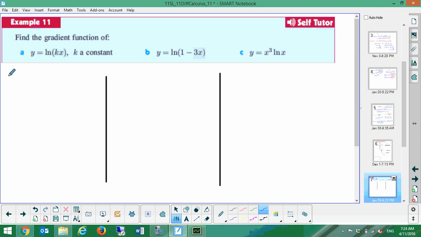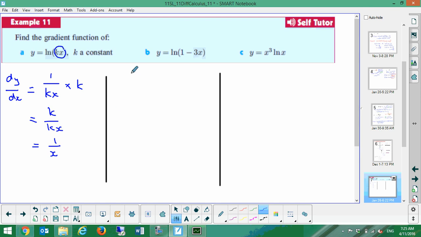So in the first one here, differential of this one, dy dx. We've got a function inside a function. So here's our little inside function, and our outside function is a log. So we go 1 over the inside function, leave the inside function the same. Now multiplied by the derivative of the inside function is k. So we end up with k over kx, which is equal to 1 over x.